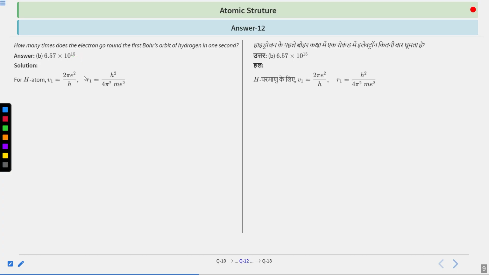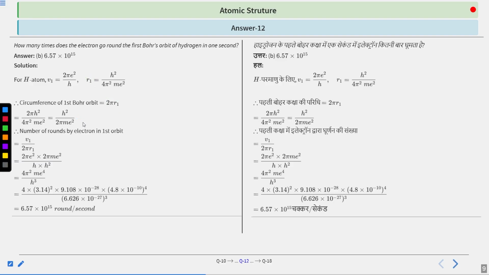How we will solve it? So we know for hydrogen atom, V1 is this. So this is the formula of V1. And R1 is this. So V1 is given as 2 pi e square by h. And R1 is h square by 4 pi square m e square. Now, circumference of first orbit is how much? 2 pi R1. Okay, and we know the value of R1. It is being given here. So we put this here. So 2 pi h square by 4 pi square m e square, or we can write it as h square by 2 pi m e square. So this is your circumference of the first orbit.